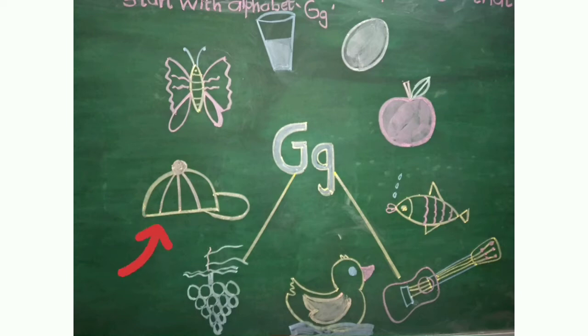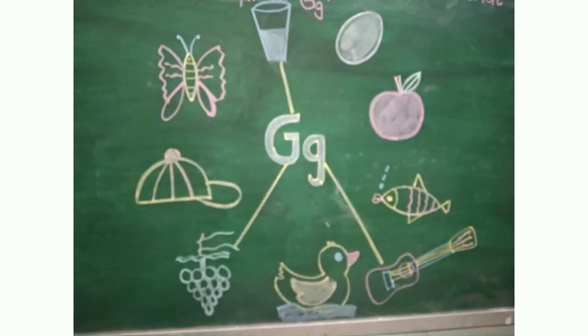This is a cap. Does it start with alphabet G? No, so we will not match it. This is a butterfly. Does it start with alphabet G? No, so we will not match it. This is a glass. Does it start with alphabet G? Yes, so we will match it.